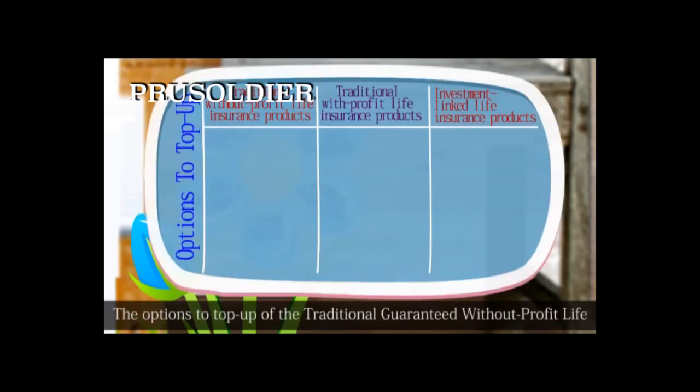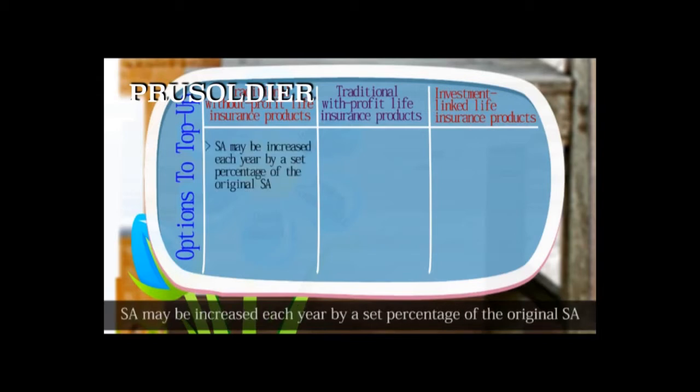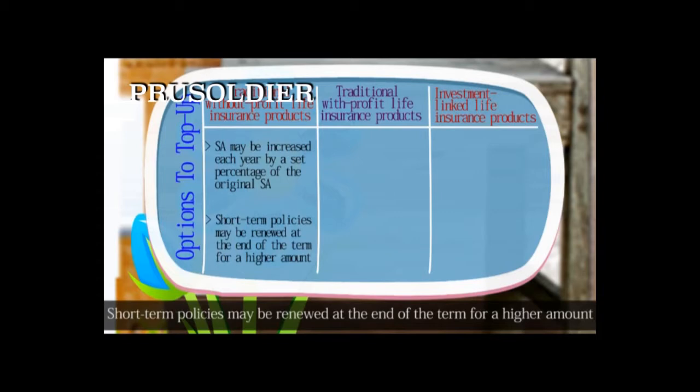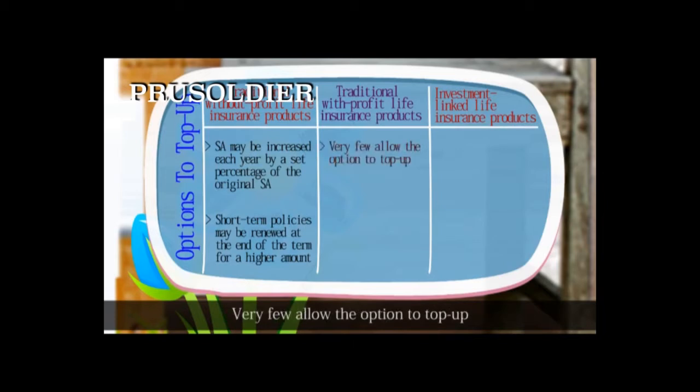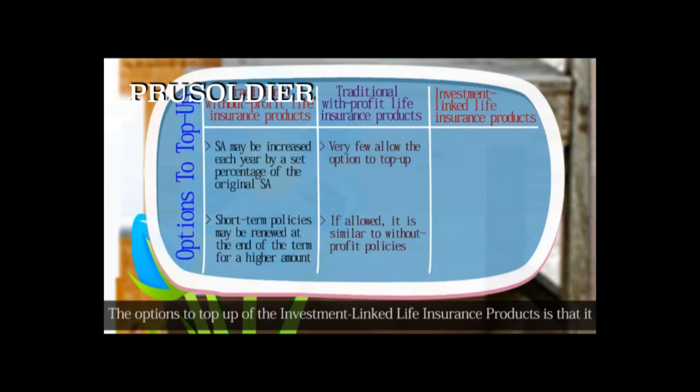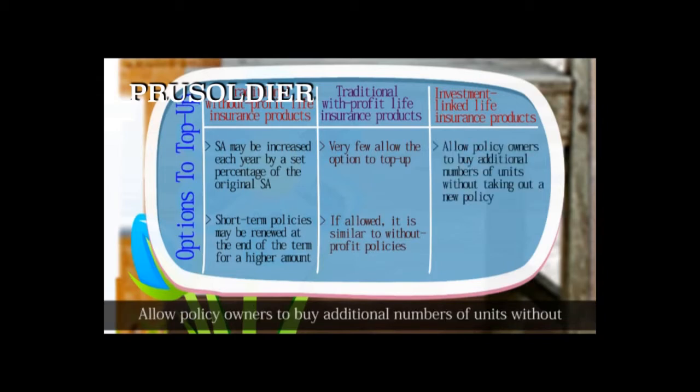The option to top up of the traditional guaranteed without profit life insurance has the following conditions. SA may be increased each year by a set percentage of the original SA. Short-term policies may be renewed at the end of the term for a higher amount. The options to top up the traditional guaranteed with profit life insurance has the following conditions. Very few allow the option to top up. If allowed, it is similar to without profit policies. The options to top up of investment-linked life insurance products is that it allows policy owners to buy additional numbers of units without taking out a new policy.